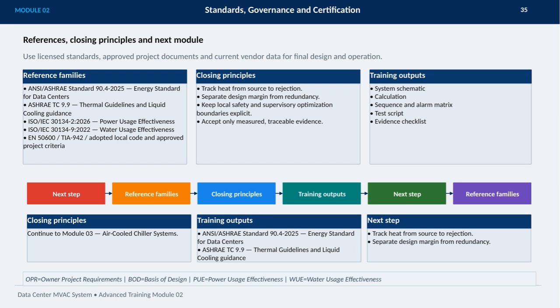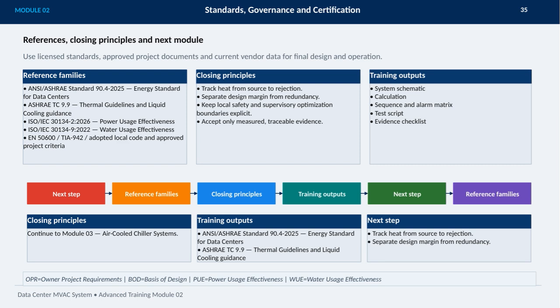Let's also review the closing principles to keep in mind. Always track heat from its source all the way to rejection. Distinctly separate design margin from redundancy. Keep local safety and supervisory optimization boundaries explicit, and accept only measured, traceable evidence to validate performance.